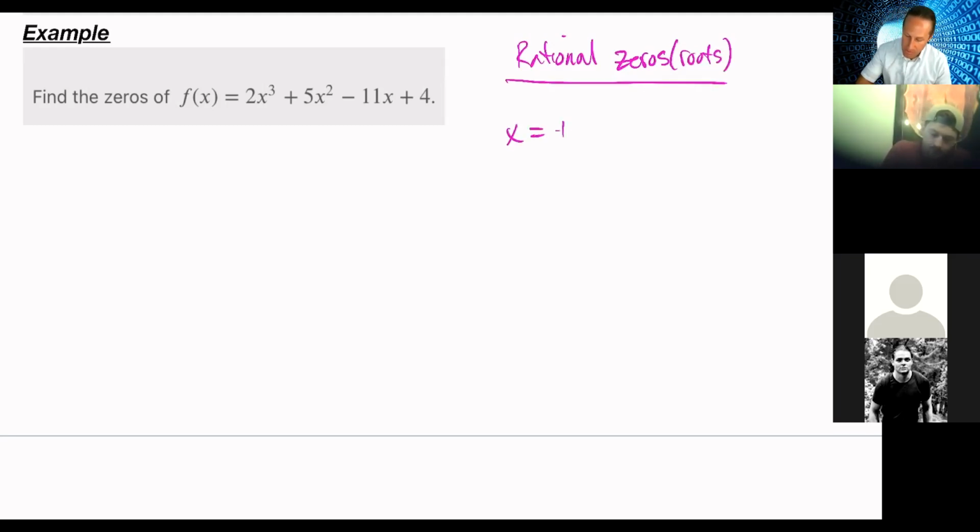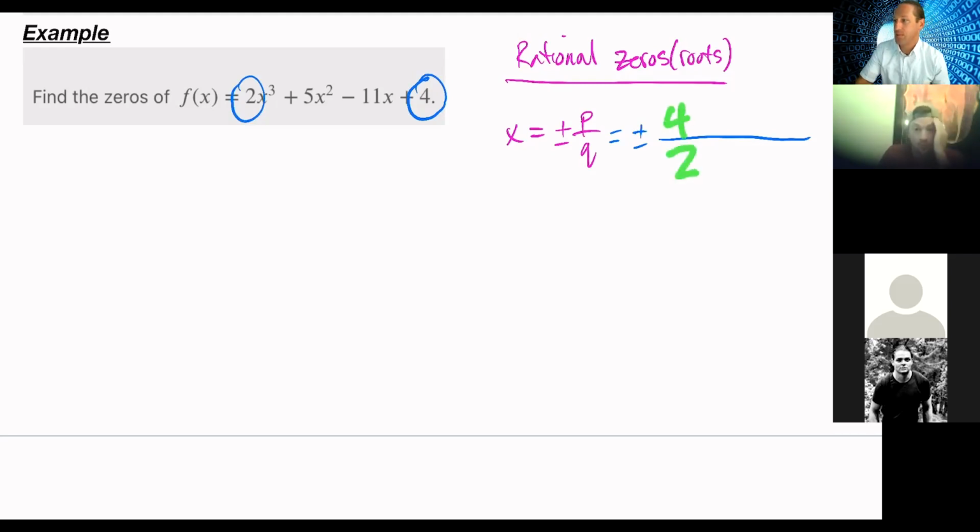All the possibilities are either positive or negative P over Q. And remember, we said that was all the factors of what? Go ahead, Bear. And over the beginning. The end over the beginning. And what did I mean by that? 4 and 2. In this case, 4 and 2. Now, am I just going to put 4 over 2? Is that it? My only possibility is 4 divided by 2 or 2?